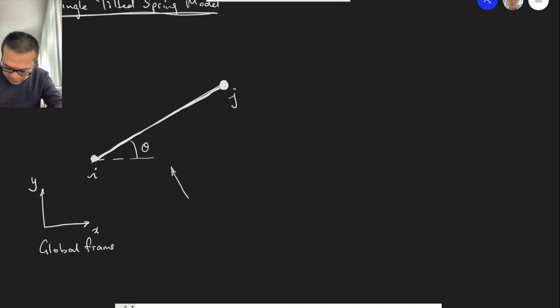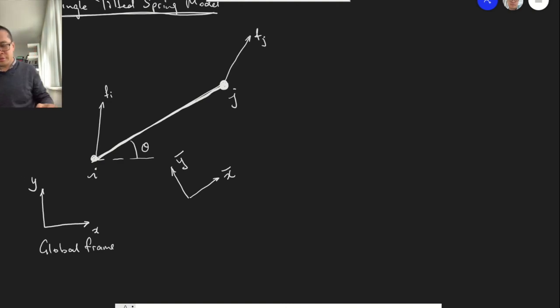Now, just to make the math simpler in solving this problem, I can also define an internal frame, which has the horizontal axis, which I denote as x bar, parallel to this element, so that the orthogonal axis, y bar in this case, is perpendicular to this element. Now, in equilibrium, this thing doesn't move, and I can have a force or loading on each of the nodes, Fi and Fj, like so. Now that's defined in the global frame.